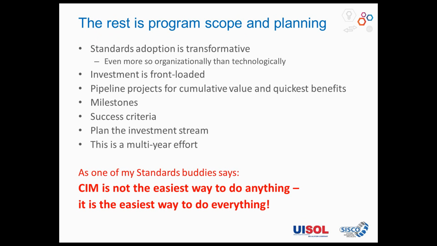One of my standards buddies says this all the time. CIM is not the easiest way to do anything. It's the easiest way to do everything. If you're doing one system integrated to another system for one message, this is going to cost you a fortune, okay? But if you're doing 10 systems over a period of years, and each system has got 10 messages in it, now this is going to be very inexpensive and the cheapest way and the most effective way to go.